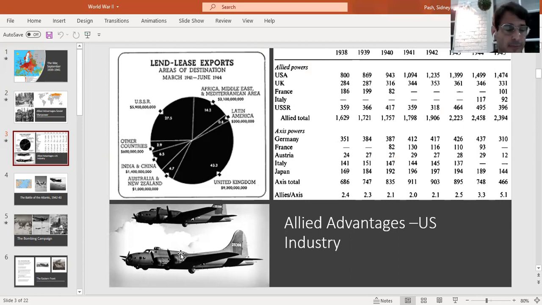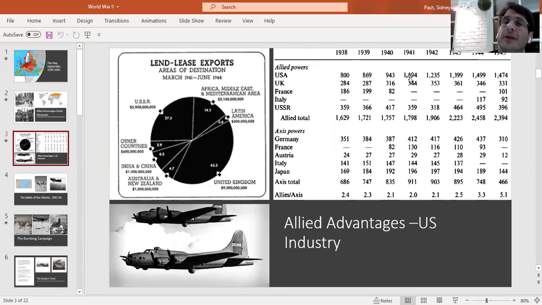Now, quality of weapons, I think you can say maybe it's a draw. Where the Allies have the advantage, and I would write this down as the single greatest American contribution to the Allied victory in Europe, is the amount of industrial production the United States is capable of. Take a look at this chart, and you might refer to it later on. You can go back to it.